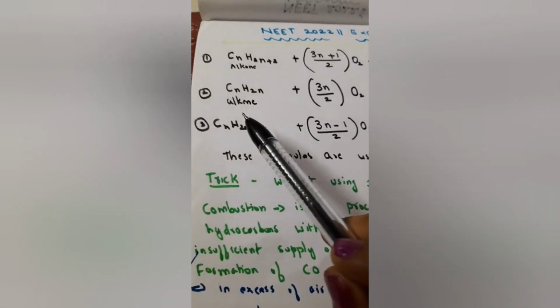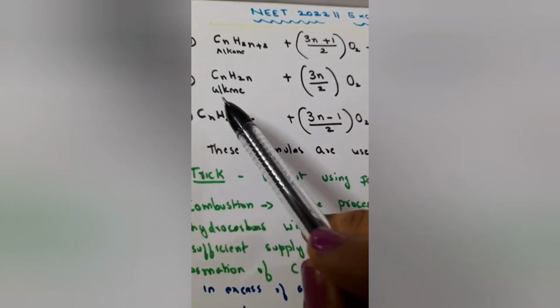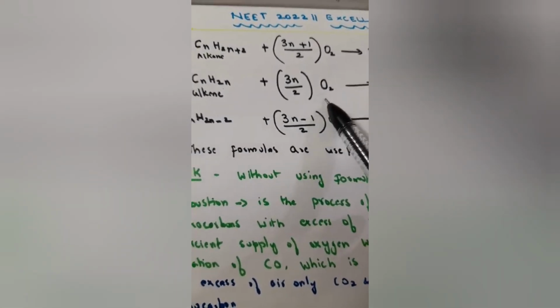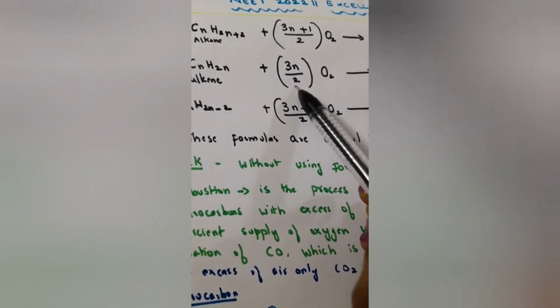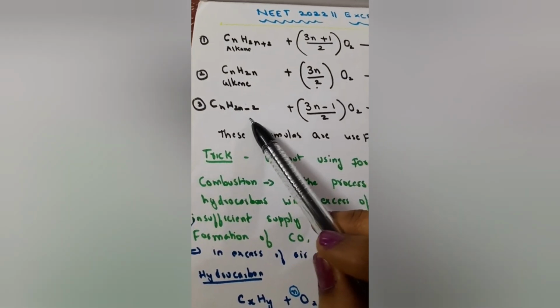Next, if it is an alkene, it is CnH2n. CnH2n is the general formula for alkene and CnH2n+2 is the general formula for alkane. So here, plus 3n/2 O2, giving nCO2 plus nH2O. And the third formula is CnH2n-2, this is alkyne. If it is an alkyne, then plus (3n-1)/2 O2 giving nCO2 plus (n-1) H2O.